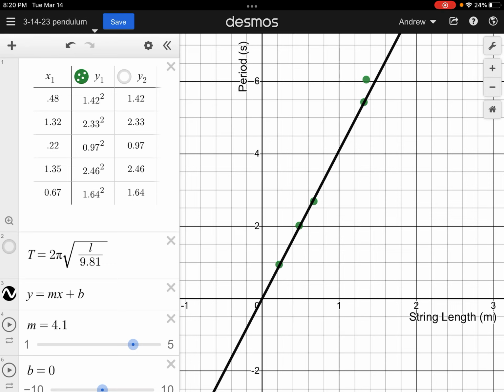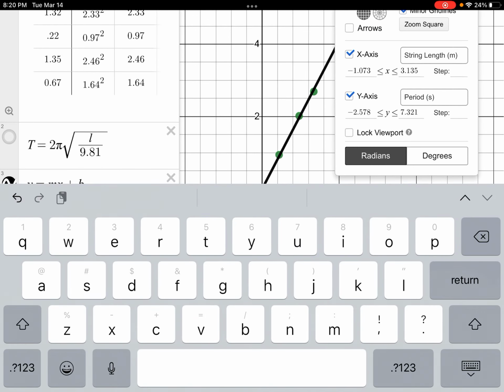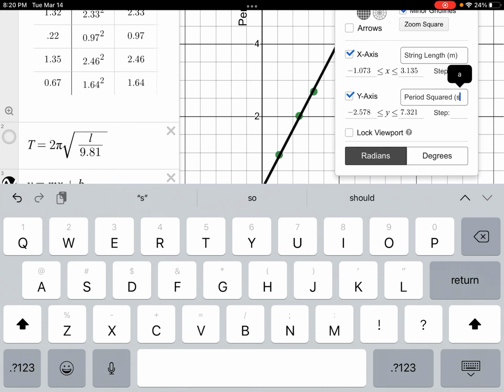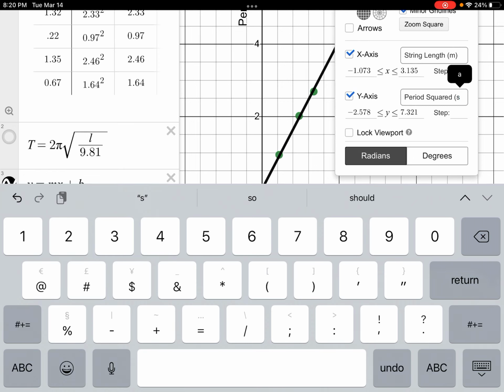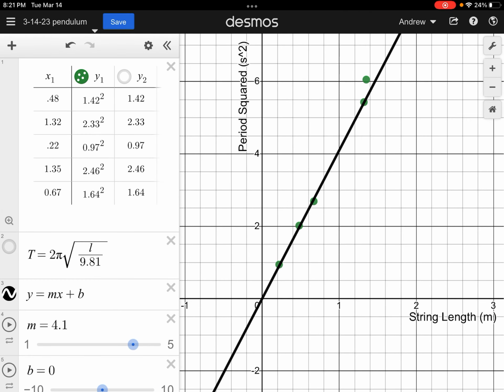Now, great. What can we do with that information? By the way, right now I should change the title of the graph to period squared, because technically we're not graphing period, we squared it, and then it would be measured in seconds squared. So that would be seconds, and then we would use the little caret. Oh, there it is. Seconds squared, right? Because seconds times seconds is seconds squared. Okay, so now we have accurate labels on both the y and x axis.